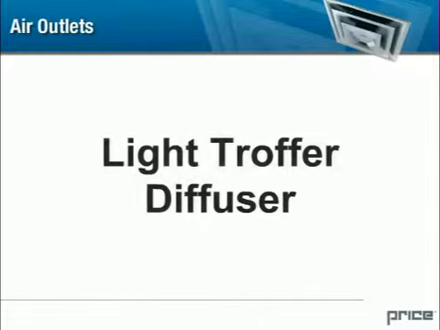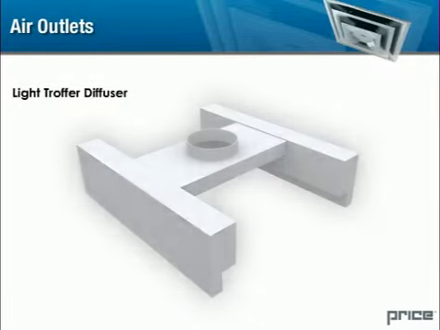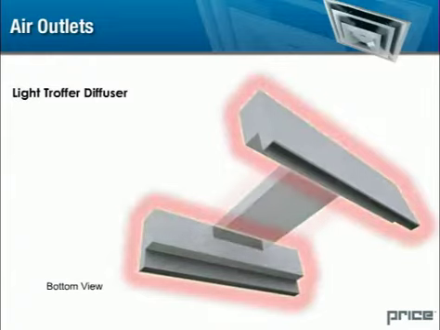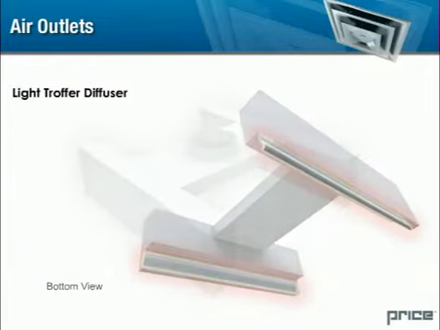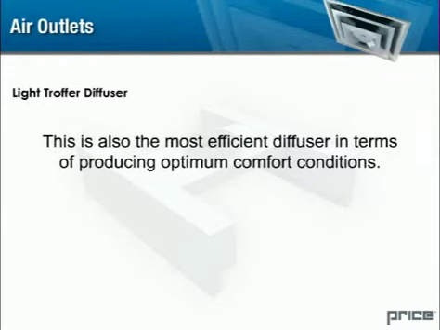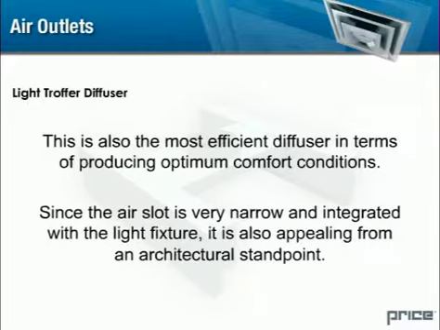Light troffer diffuser. Light troffer diffusers are designed to integrate with commercially available light fixtures in suspended ceiling systems. The troffer consists of a plenum section, air slot, and pattern controller. Troffers are available as single-sided or double-sided saddle units. Light troffer diffusers produce an excellent horizontal air pattern, ideal for variable air volume applications. This is also the most efficient diffuser in terms of producing optimum comfort conditions. Since the air slot is very narrow and integrated with the light fixture, it's also appealing from an architectural standpoint.